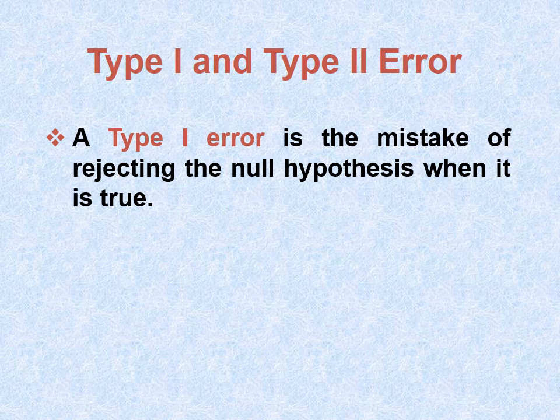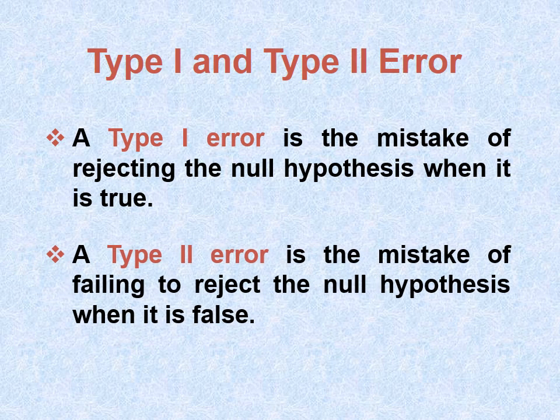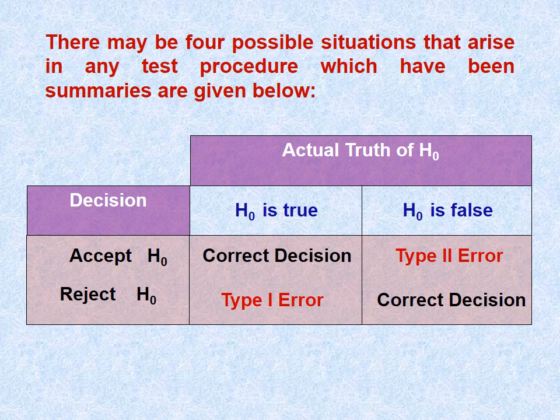There are two types of error that can occur during our testing of hypothesis. Type 1 error is the mistake of rejecting the null hypothesis when it is true. Type 2 error is the mistake of failing to reject the null hypothesis when it is false. In the form of a table, the decision can be correct when H0 is true and it is accepted, or when H0 is false and it is rejected. In the other two cases, it falls under error.